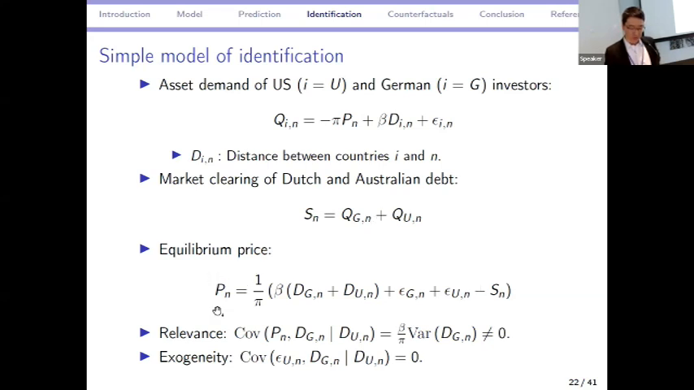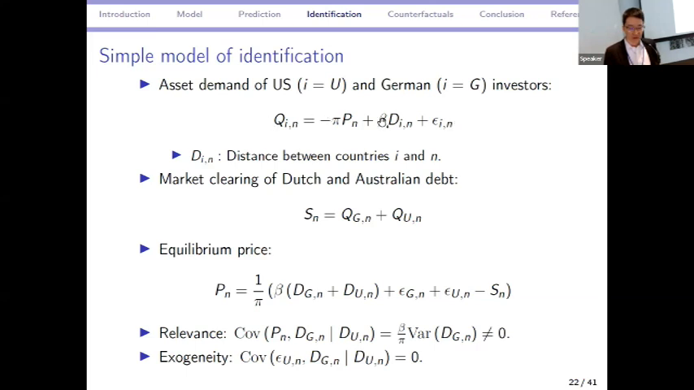So the equilibrium price of Dutch debt is equal to the distance between Germany and Netherlands, US and Netherlands, and the latent demand of German and US investors and the supply of Dutch debt. Okay, so what's the endogeneity problem? Well, I'm tempted to regress the cross-section of US holdings. So US holdings for Australia and Dutch debt, so 2 data points, on 2 prices, Dutch and Australian debt prices, the bilateral distance between US and those countries, and then latent demand, 2 data points.